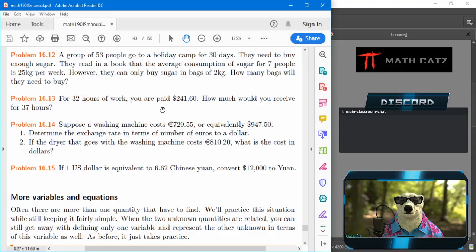So I need to scale the reference pair. The reference pair is the 7 people needing 25 kilograms of sugar. Sorry, 7 people, 25 kilograms of sugar, 7 days. So in the reference pair, I'm really connecting 3 units: number of people, kilograms of sugar, and days.